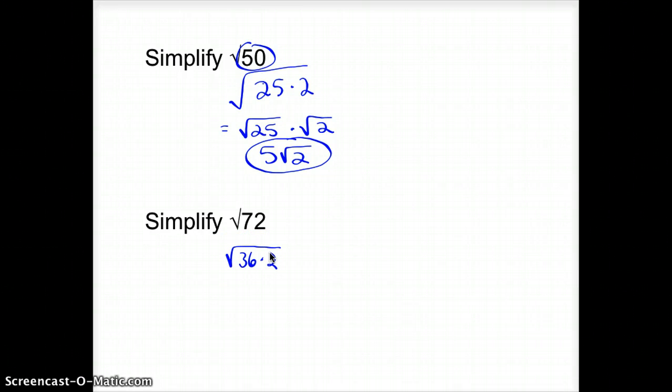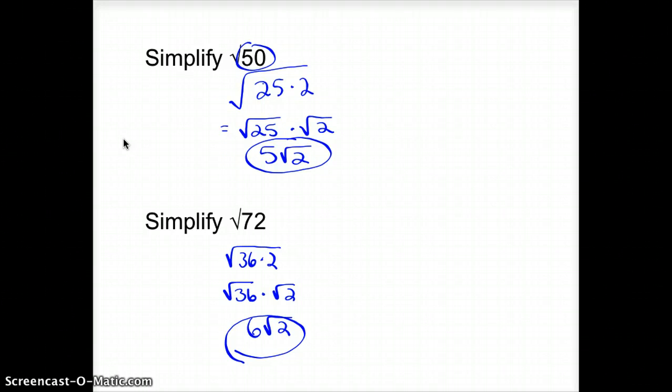36 times 2 is 72. So, I know this must be square root of 36 times square root of 2. Again, I know that 36 is a perfect square, it's 6 squared, so square root of 36 is 6 times the square root of 2. Okay, I think that's my final answer. Again, I would probably go to my calculator and plug in those and see if they match, but I want to show you one other way that you might have done this.